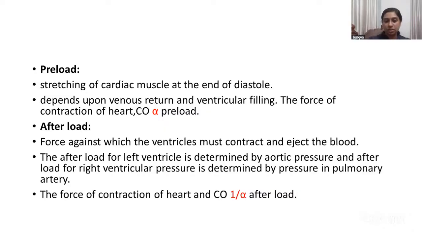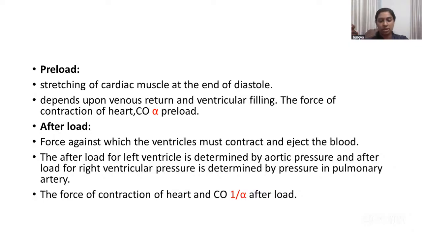And what is afterload? Afterload is the force against which the ventricles must contract and eject the blood. There is resistance in the arterioles and blood vessels, which offers resistance to the flow of blood. The afterload for the left ventricle is determined by the aortic pressure, and the afterload for the right ventricle is determined by the pressure in the pulmonary artery.